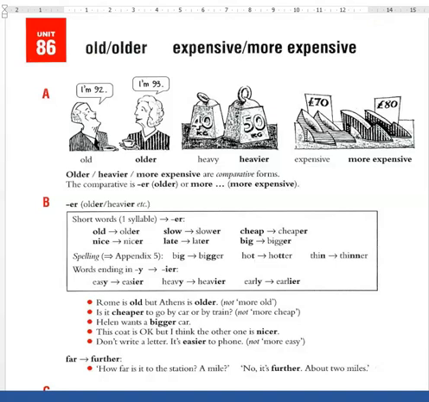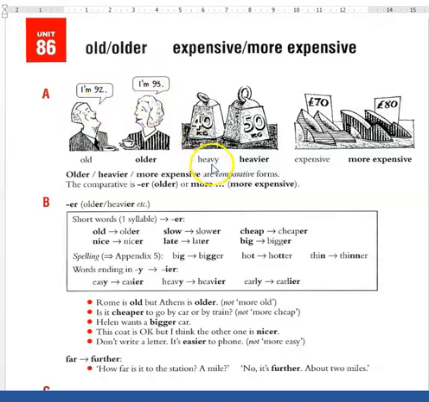However, shall we look first of all at the explanation of the comparative? And you'll see in the picture at the top here we have old, older, expensive, more expensive. So two adjectives, expensive and old. And let's look at the grammar of the comparative. So we have old, older. This gentleman says, I'm 92. I'm 93. So he is old, she is older.